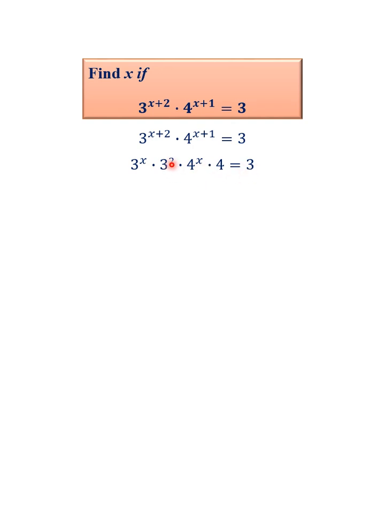3 to the power of 2 is 9. 9 times 4 is 36. So we'll be left with 3 to the power of x times 4 to the power of x times 36, because 3 times 3 is 9, 9 times 4 is 36, and that is equal to 3.